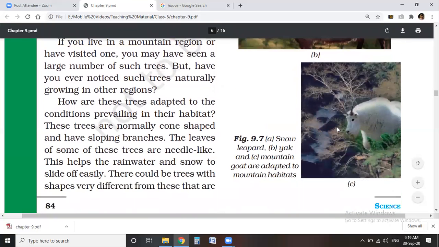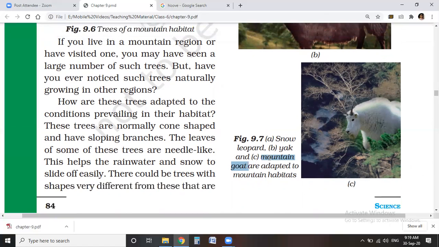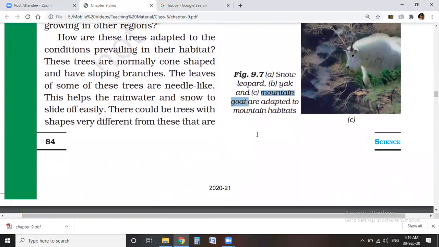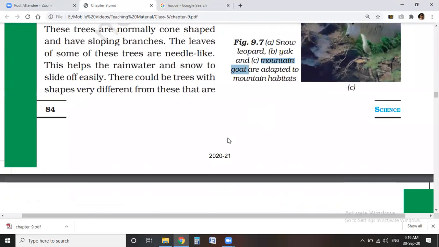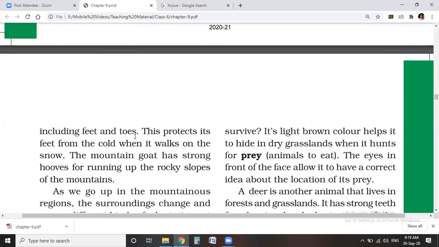Another example is the mountain goat. It also has hairs on its body to protect it from the cold on the mountain habitat. And this mountain goat also has some specific features, which we are discussing, to protect it from the cold.